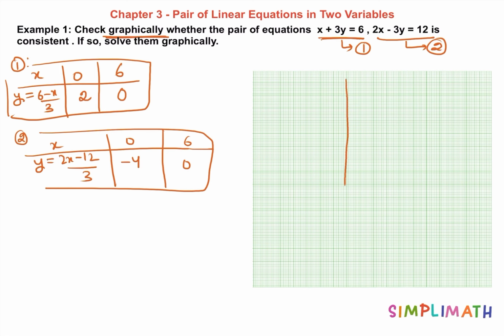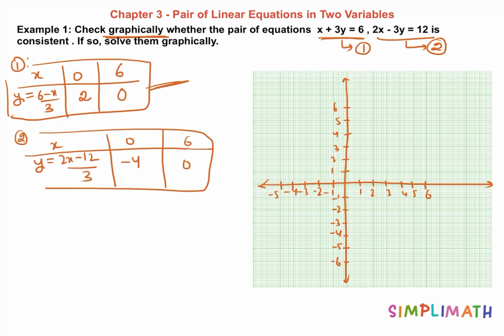Suppose this is our y-axis, alright, and this is the x-axis. Okay, for the equation 1, when x is 0, y equals 2. So it is this point, right? 0, comma 2. So when x is 6, y equal to 0. 6, comma 0 is the other point. So when we connect these two points, we get this equation as x plus 3y equal to 6.